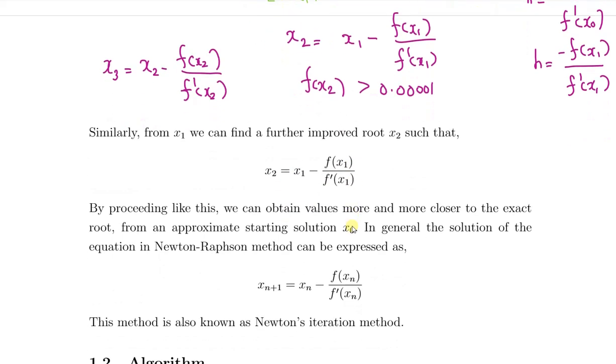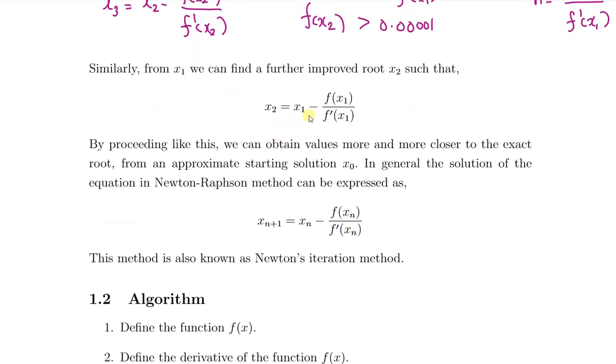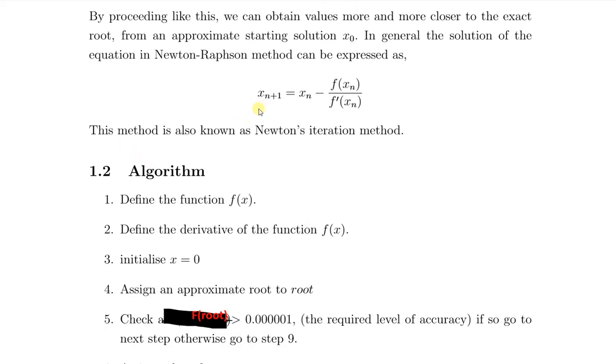Similarly, this is what is written here, x2 is equal to x1 minus f of x1 divided by f dash of x1. So you can continue this process so that the n plus 1th root x of n plus 1 is equal to xn minus f of xn divided by f dash of xn. By proceeding like this, we can obtain values more and more closer to the exact root from an approximate starting solution x0. In general, the solution of the equation in Newton's-Raphson method can be expressed as xn plus 1 is equal to xn minus f of xn divided by f dash of xn.